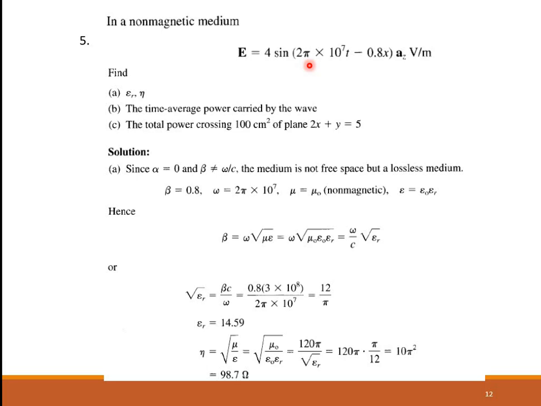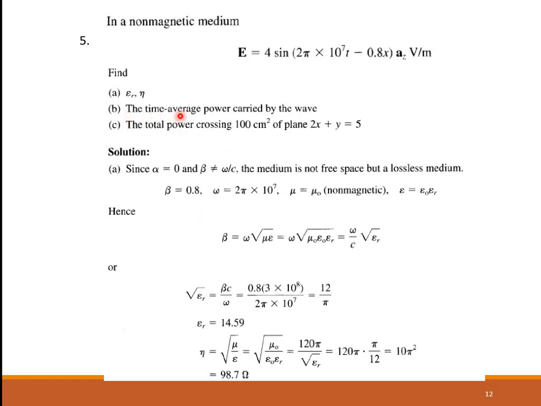Now how do you identify whether it is free space or lossless? We can take the ratio omega by c. If beta is equal to omega by c, it is free space. Otherwise it is lossless. In this case, it is not equal to omega by c, so we conclude that this medium is a lossless medium. Then whatever data can be obtained is taken down. To find epsilon r and eta, you directly substitute the expressions corresponding to a lossless medium and solve. You will get the answer. We have already discussed a couple of problems like this, so I believe this portion is clear to you.